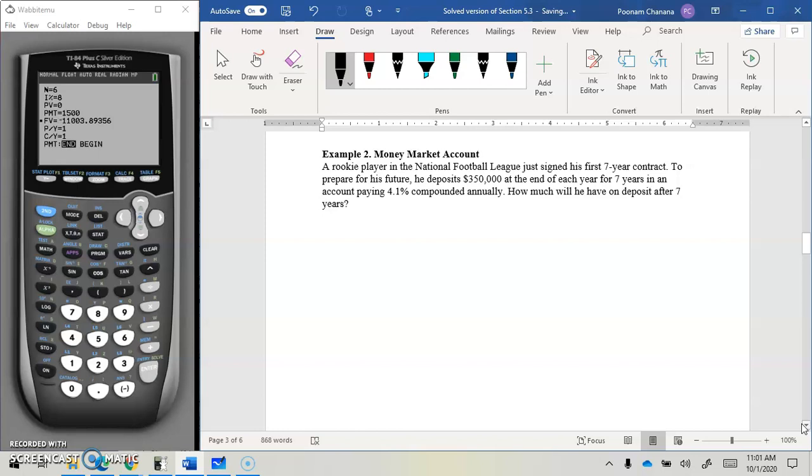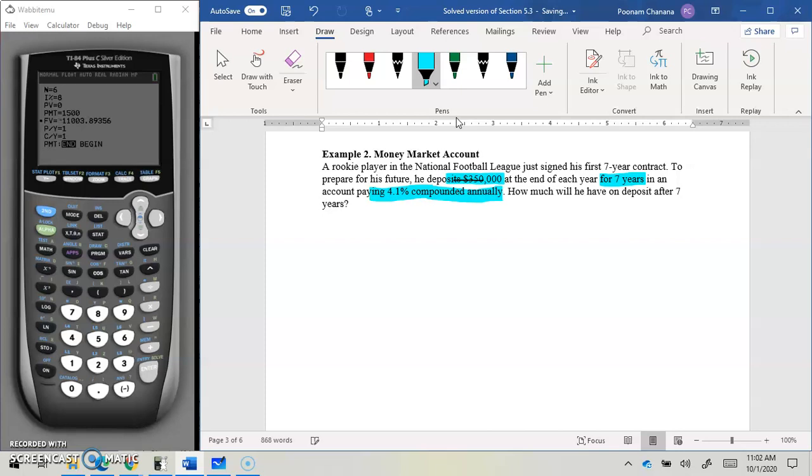Let's read the second example. A rookie player in the National Football League just signed his first 7-year contract. To prepare for his future, he deposits 350 at the end of each year for 7 years in an account paying 4.1% compounded annually. How much will he have on deposit after 7 years?